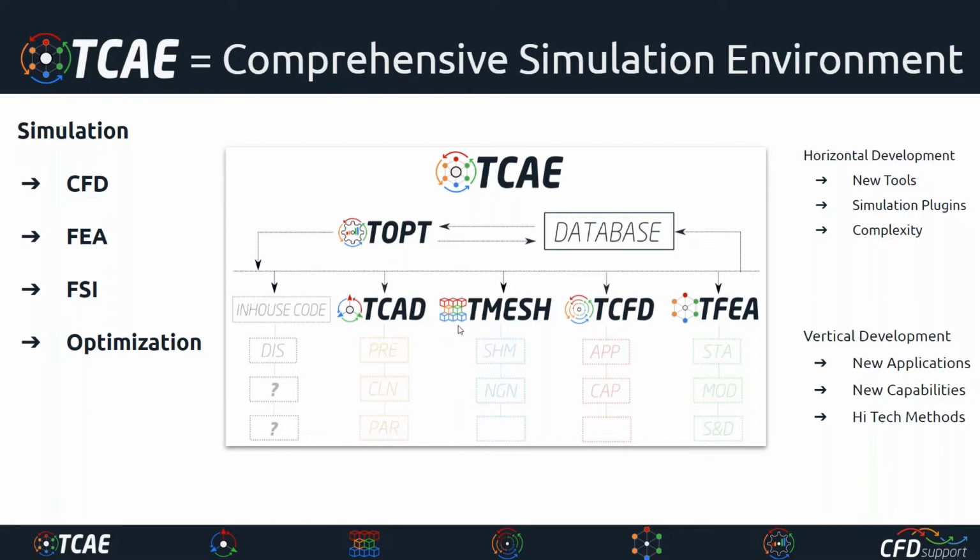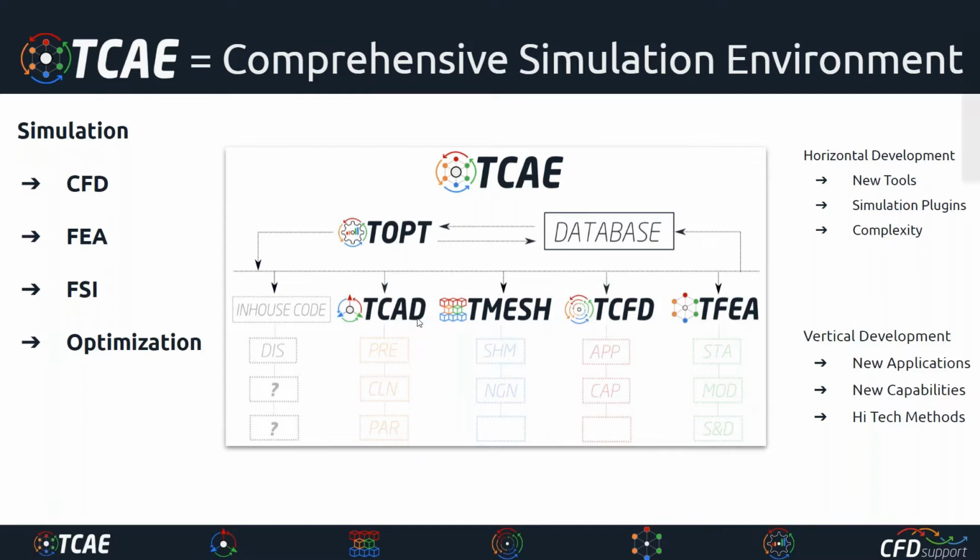According to the modules that are available, we also think in two ways. We have a horizontal development thinking, so we are adding new tools, new simulation plugins, more complexity. And also we have a vertical way of thinking, which is adding new applications for existing modules, new capabilities of existing modules, and new methods to the existing modules. So this is how we think in development.